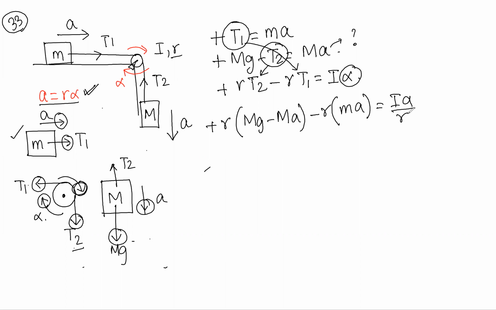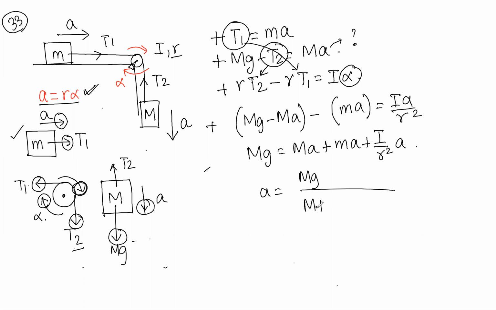Now you can remove R from the entire equation. You can remove R from here. You can remove R from there. You'll get IA by R square. Now mg is equal to ma goes to that side. Small ma also goes to that side. IA by R square is also on that side. So you can write A is equal to mg divided by M plus small m plus I by R square. Simple, it's not very hard. You can solve these questions.